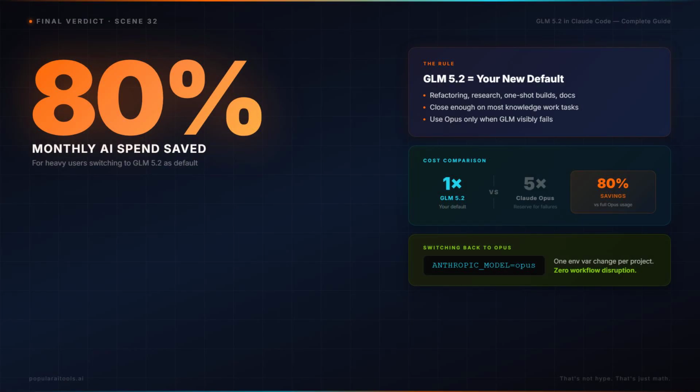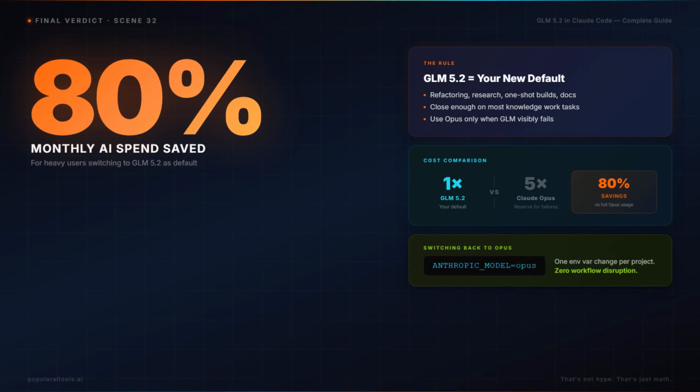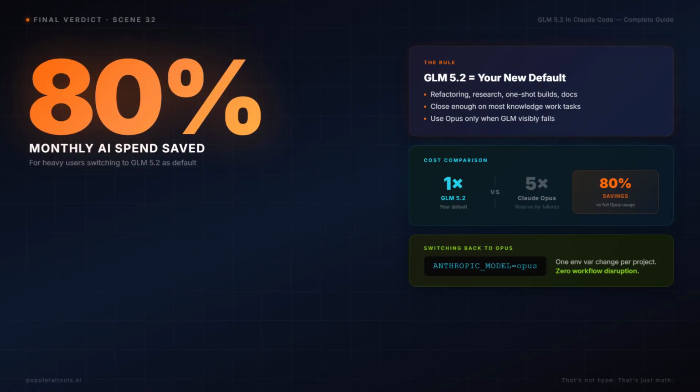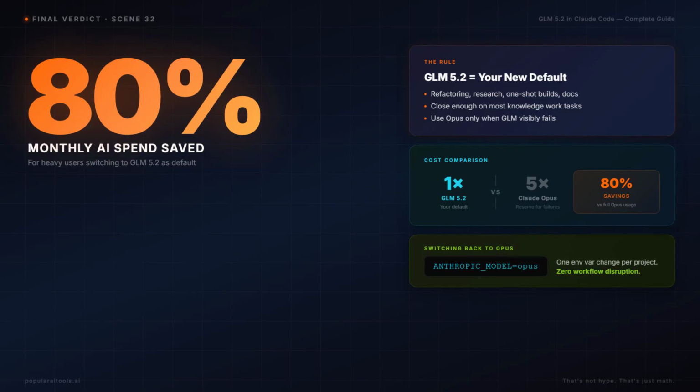GLM 5.2 is your new default for most knowledge work. Refactoring, research storms, one-shot builds, documentation, all of it. When it visibly fails, flip that project back to Opus. One env var change. You'll save roughly 80% of your monthly AI spend without losing much capability. That's not hype. That's just math.